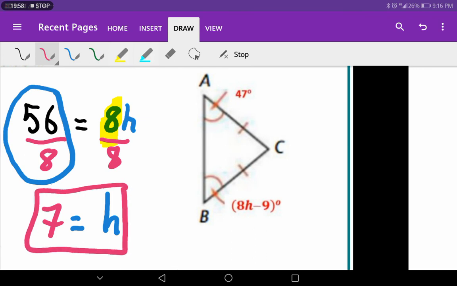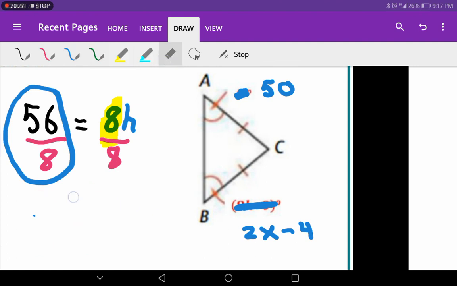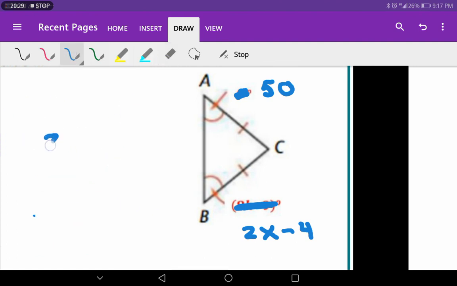Now my question for you: if you have the same triangle and I change this number to, for example, 50, and I change this equation to, for example, 2x minus 4, can you find the value of x for me? This is question number 3. Write your answer in the comment, please.